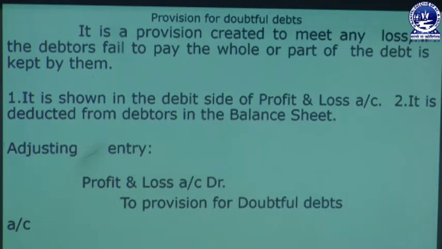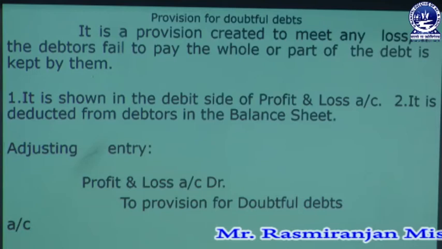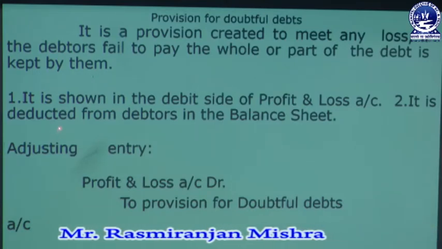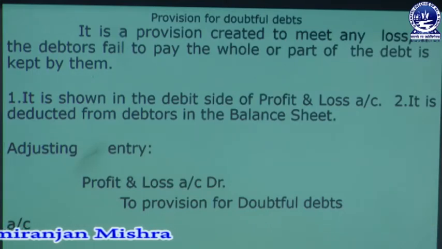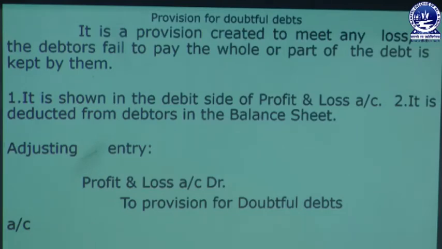The provision kept by the organization to meet any type of loss is called a provision for doubtful debt. So what is its treatment? First, it is shown on the debit side of the profit and loss account. The provision for bad debt will be shown on the debit side of the profit and loss account, but that should be taken into consideration after deducting the amount of bad debt from sundry debtors.